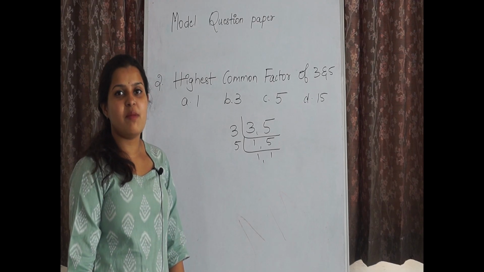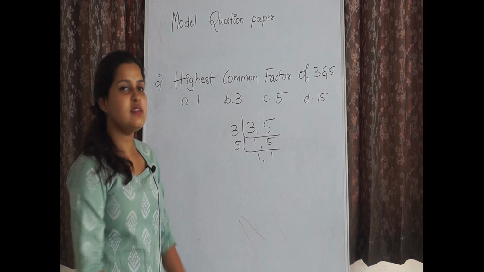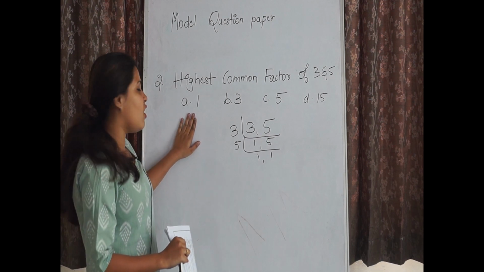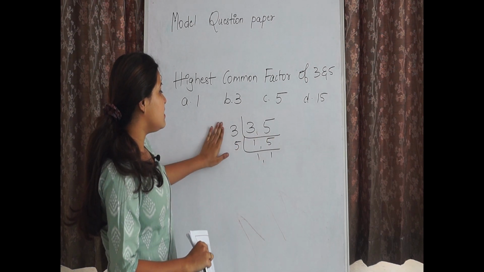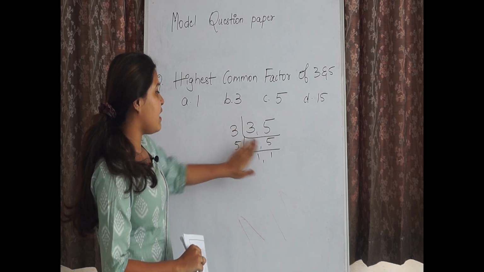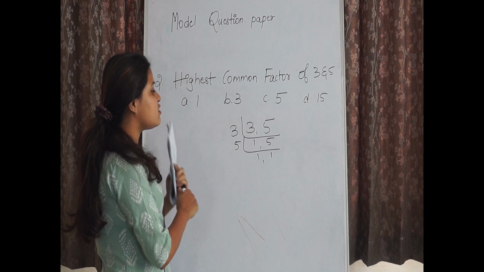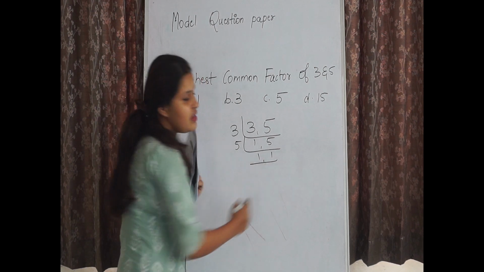The highest common factor of 3 and 5 is 1, because if we see the HCF of 3 and 5, 3 ones are 3 and 5 ones are 5. So the highest common factor of 3 and 5 will be 1.